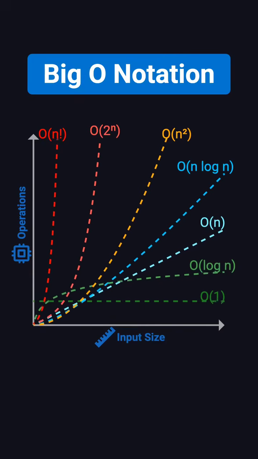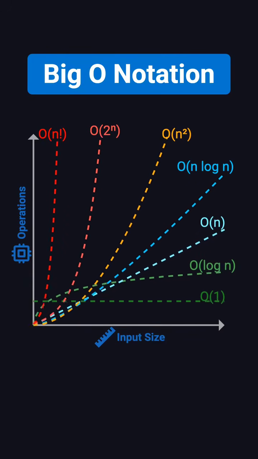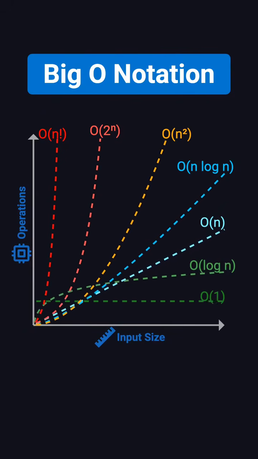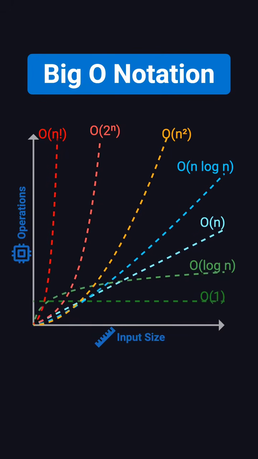In short, mastering Big O is the foundation of learning algorithms and data structures. It helps you think like a professional engineer, writing not just code that works, but code that stays fast and stable even when the amount of data becomes massive.